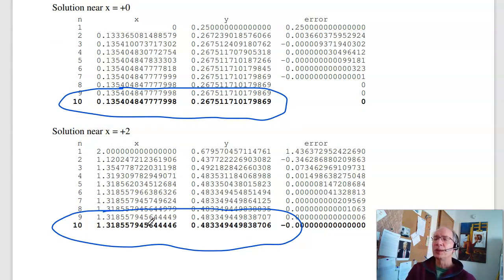So again, that's the beauty of Newton's method. I can solve for a function equals 0, and with that, I can solve two equations, two unknowns.